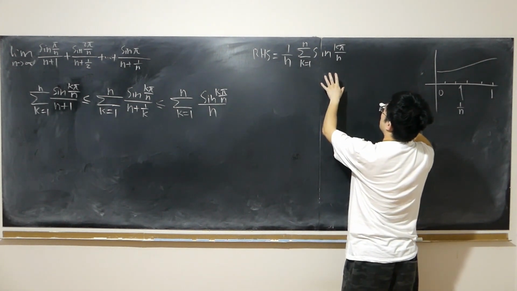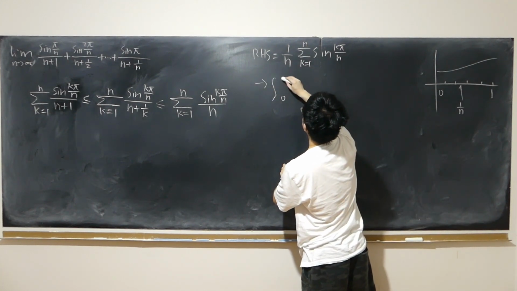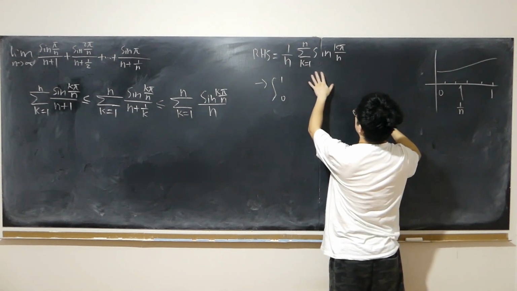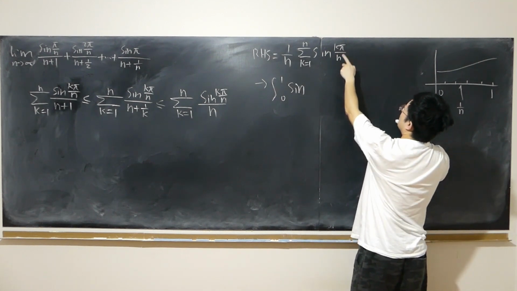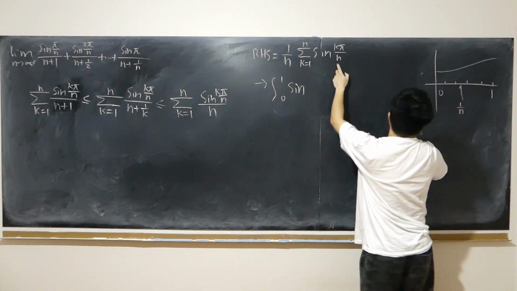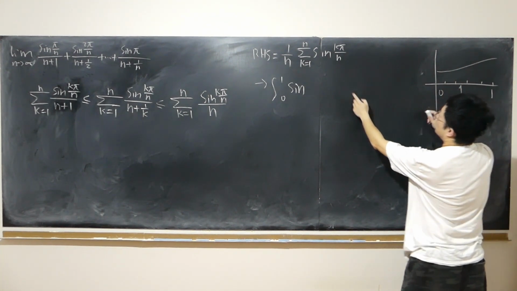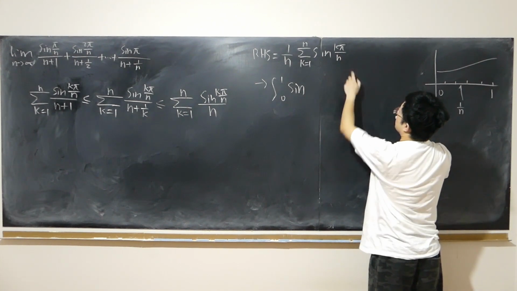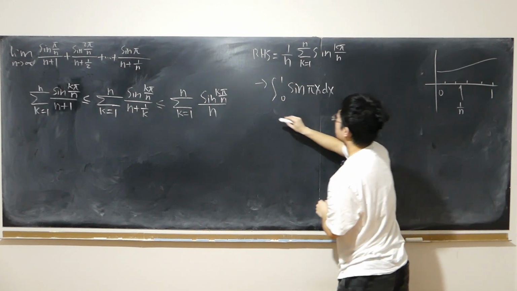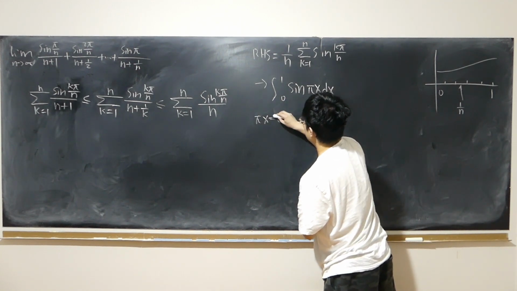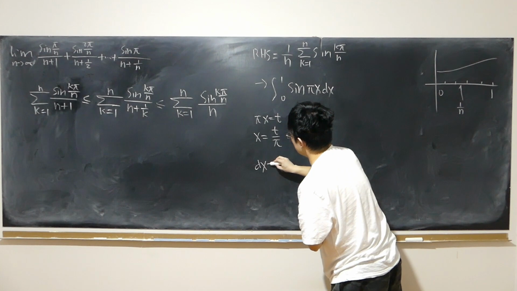So the Riemann sum, as n goes to infinity, becomes the integral from 0 to 1. What's the function here? Sine, replacing k over n with x. Like I said, the function takes its value at the right edge of each small interval. So sine of pi times x dx. Let pi x equal t, so x is equal to t over pi, so dx is equal to dt over pi.